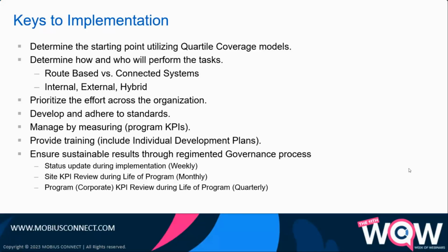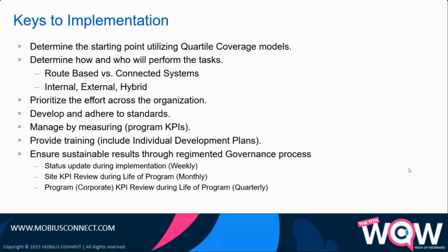Prioritize the effort across the organization. Develop and adhere to standards. Develop your standards for technologies and how you collect data, what your alarming standards are, how you are going to report those defects, and so on, and then adhere to them through the execution of your program. Manage by measuring. Make sure you've got good program KPIs that tell you the status of the program. Are you improving? Are you not? Provide training. Include those training requirements in your individual development plans, and then also ensure sustainable results through a regimented governance process.